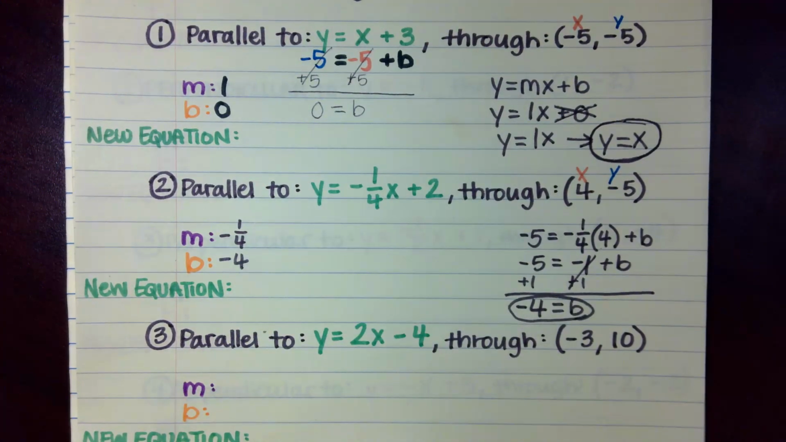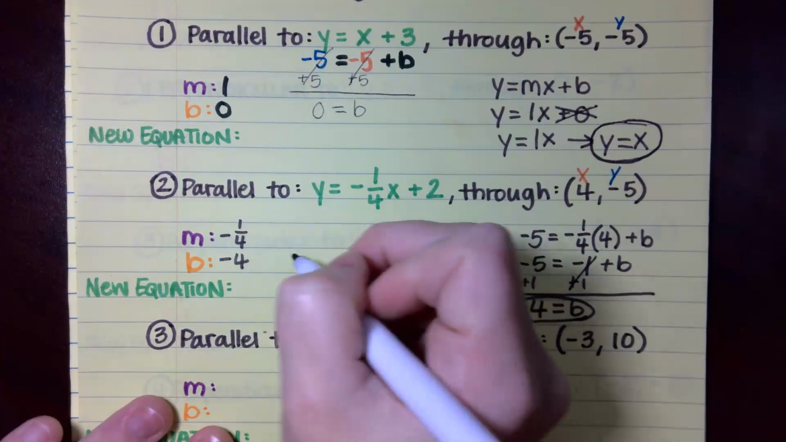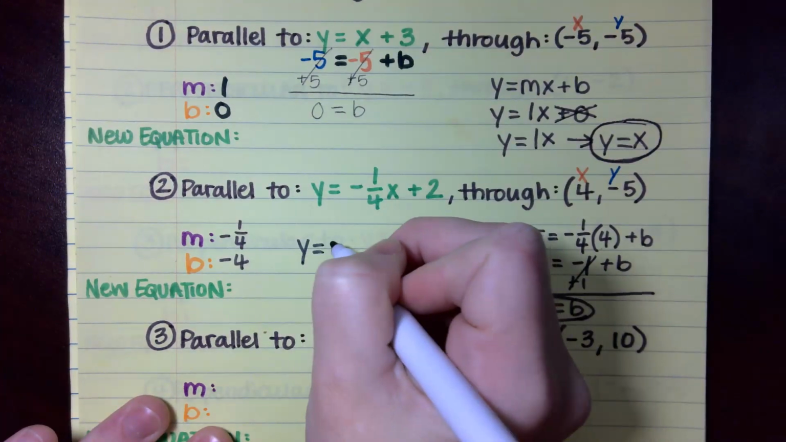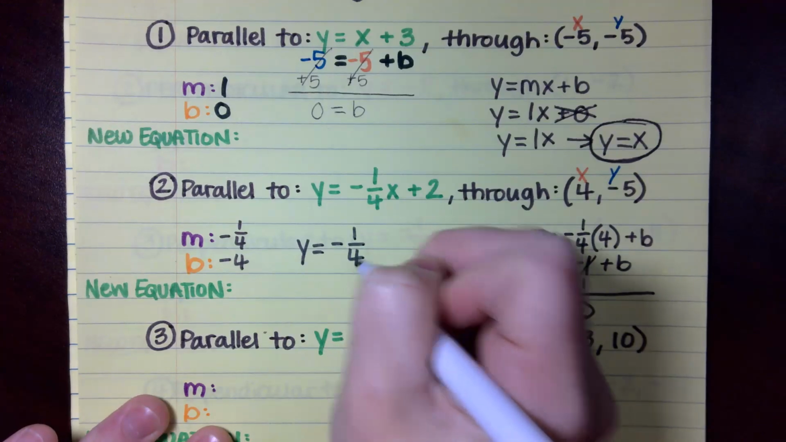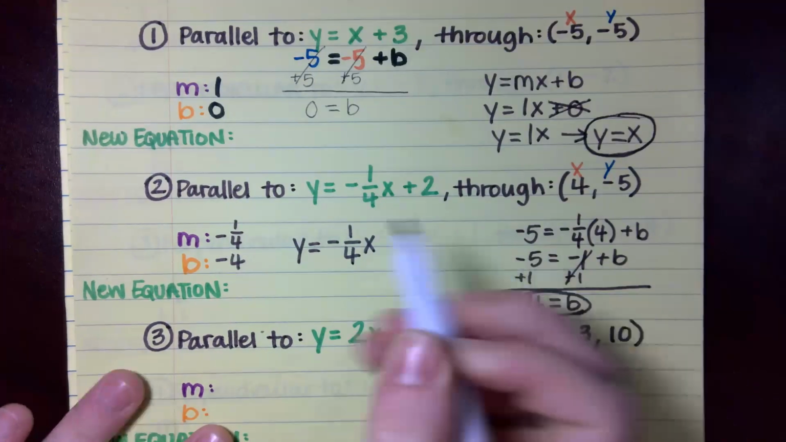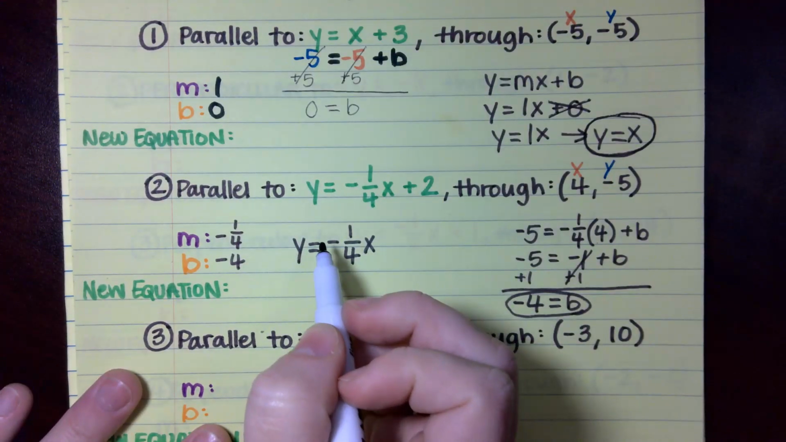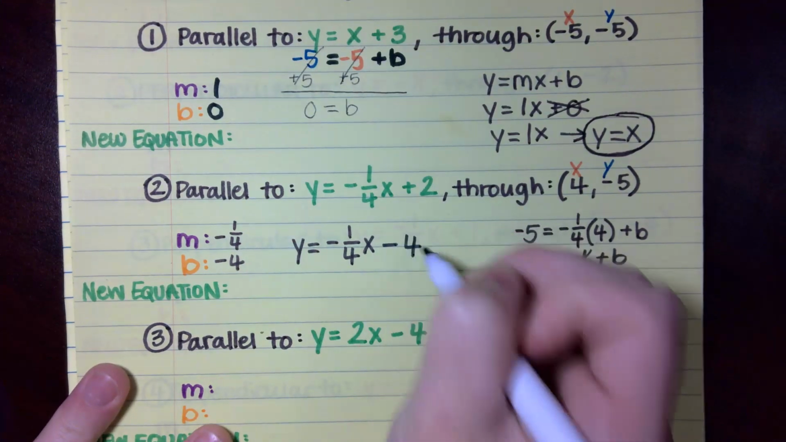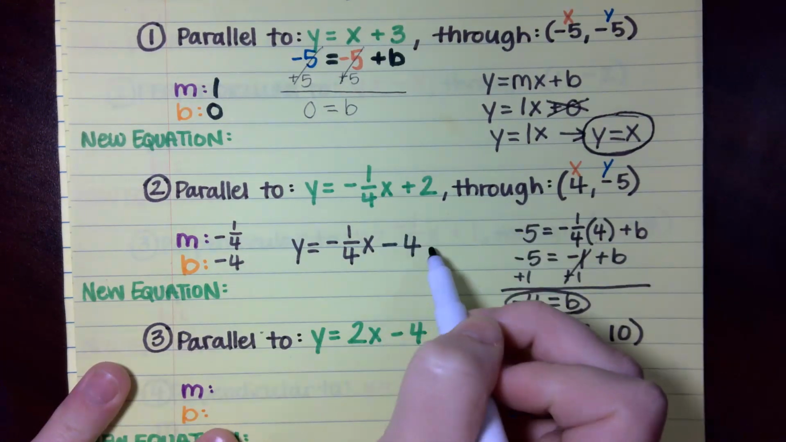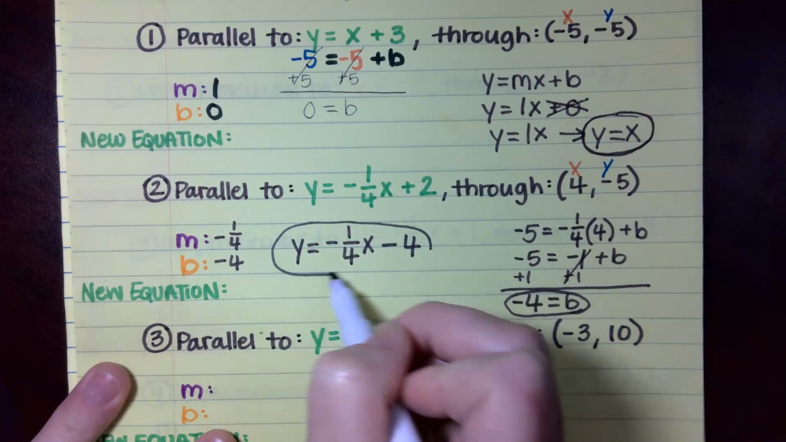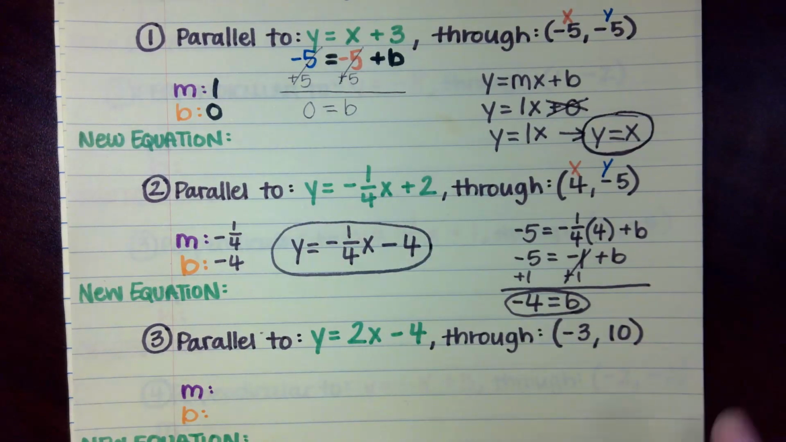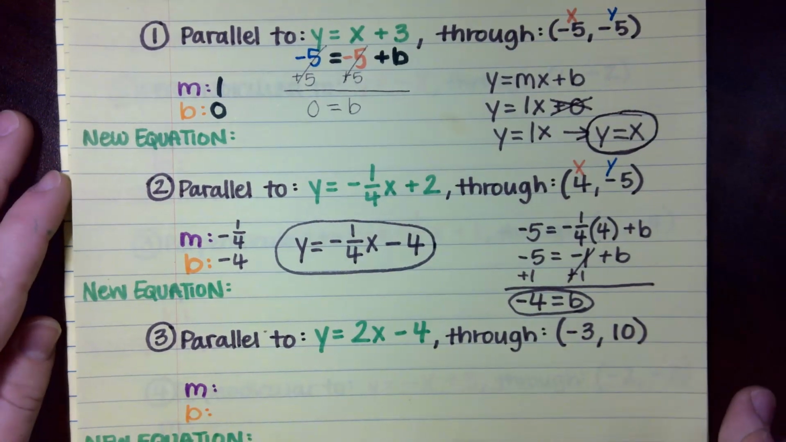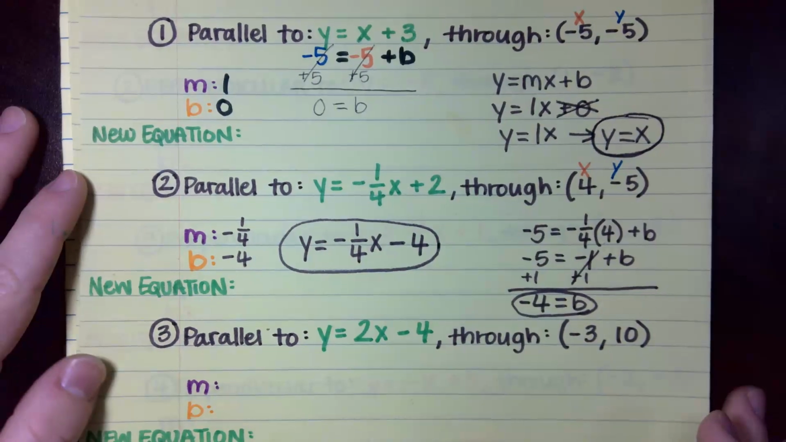Now what do I do? y equals -1/4 x minus 4. Yes. y equals -1/4 x minus 4 because we got a negative b value. Good, guys. Any questions about number 2? How do we feel about that? We feel okay?